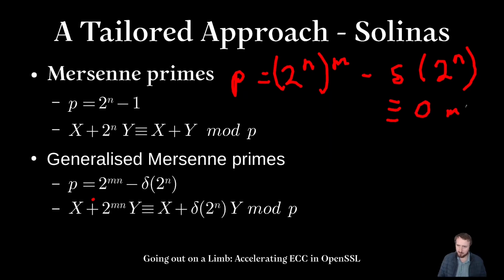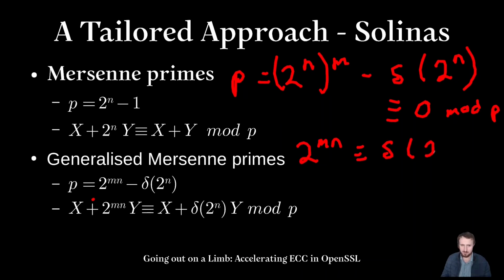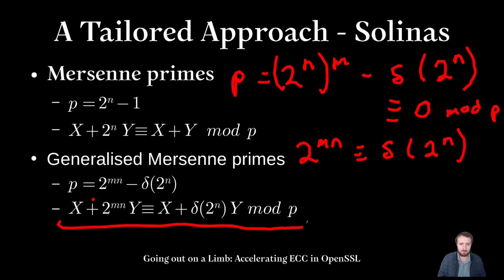But using the same technique, what do we have? This is congruent to 0 mod p. Why? Because we said that it was equal to p, and p is a multiple of p. And so treating this congruence as equality and rearranging, we get that our natural modulus, 2 to the mn, is now congruent to delta of 2 to the n. Alright, so under the assumptions that our delta is not too complicated and not too big, what we've got here is a reduction rule, a way to efficiently do modular reduction. Like last time, we decompose the number into x and y. y is the high order bits, x is the low order bits, and we just sum x with a scaled version of y.